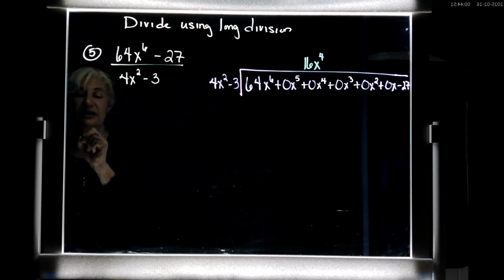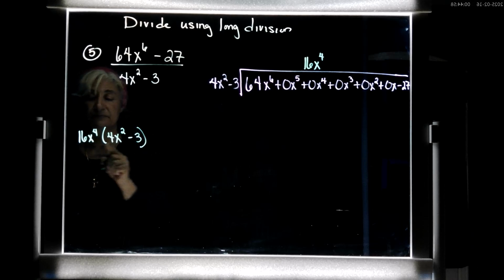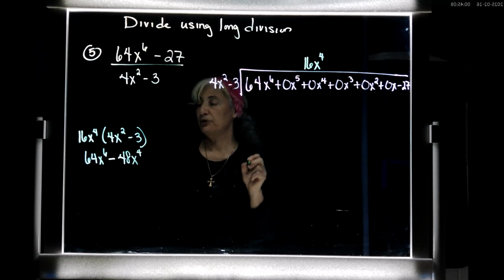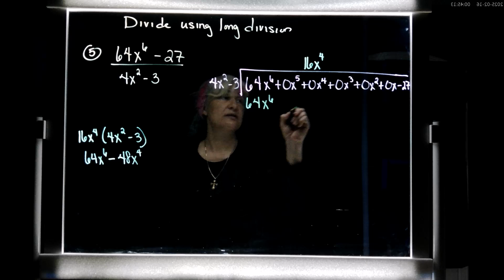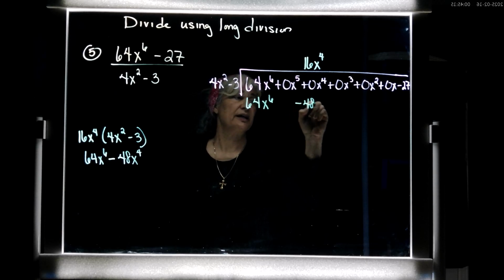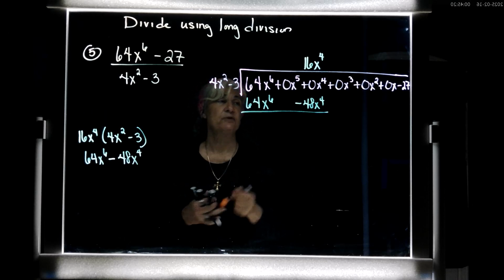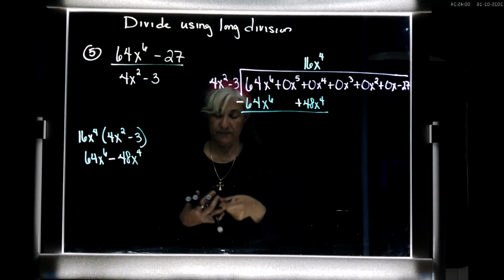And then I'm going to take that, check my work, make sure I'm doing it right. I'm going to multiply by what's on the outside. So that's 64x to the power of 6 minus 48x to the power of 4. And I put it under like terms. So 64x to the 6th, and then negative 48x to the 4th. And then I'm going to subtract. So this becomes subtraction. This actually becomes addition.